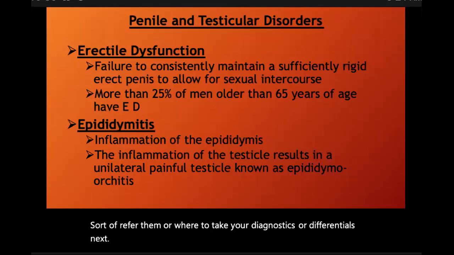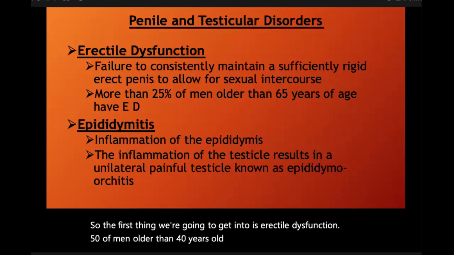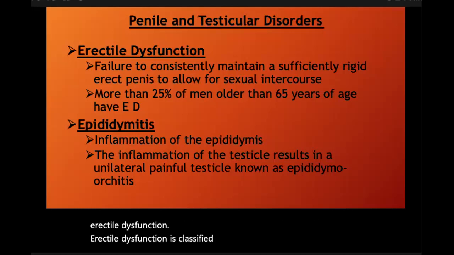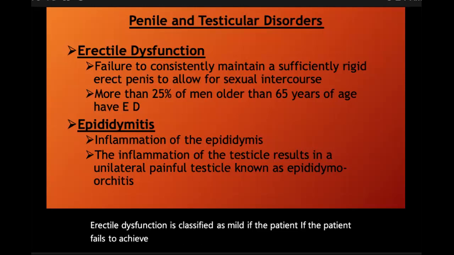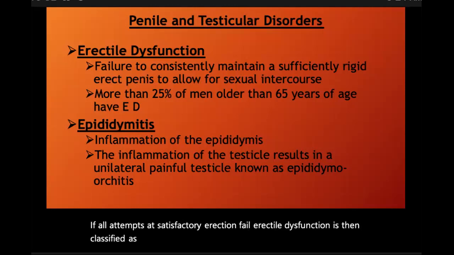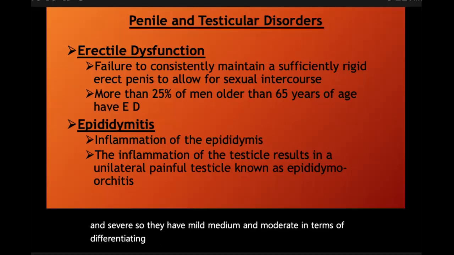Okay, so the first thing we're going to get into is erectile dysfunction. 50% of men older than 40 years old have some degree of ED, or erectile dysfunction. Erectile dysfunction is classified as mild if the patient fails to achieve a satisfactory erection in 2 out of 10 attempts. If all attempts at satisfactory erection fail, erectile dysfunction is then classified as severe, while moderate falls somewhere between mild and severe. So they have mild, moderate, and severe in terms of differentiating the severity of the erectile dysfunction.